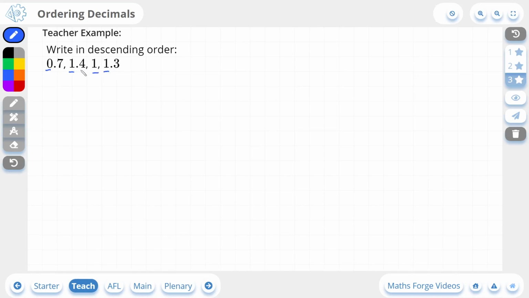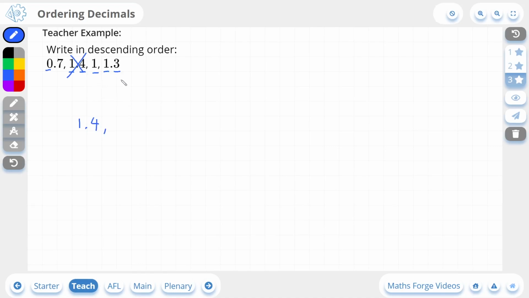We can't tell which one is larger just by looking at the units column, so we have to go into the tenths column. This number here has a 4. This number here, this 1, doesn't have any number in the tenths column. So immediately the number to the left of it, 1.4, has a 4 in the tenths column and therefore is larger than the 1. And this number here to the right has a 3 in the tenths column. Since we're looking for the largest number first, because it's in descending order, I've established that this 1.4 must be the largest number. So I'm going to write that down with a comma and cross this off the list.